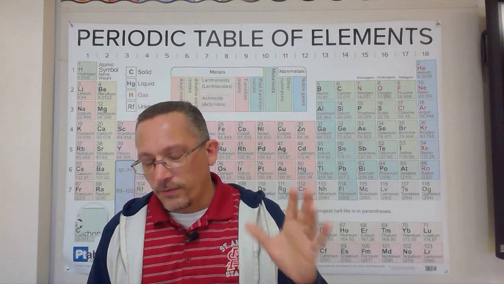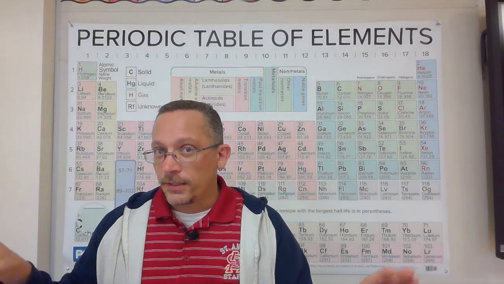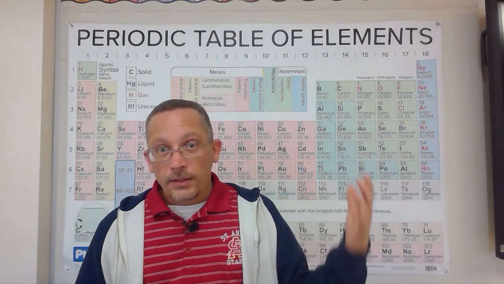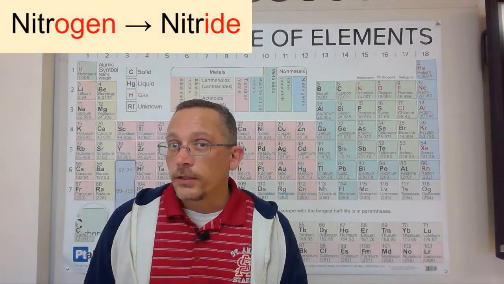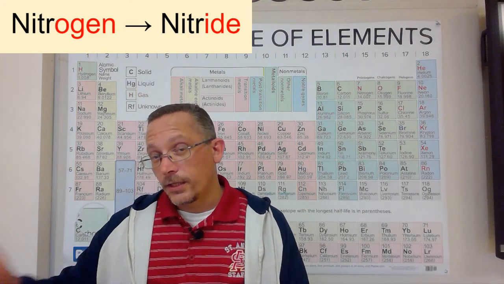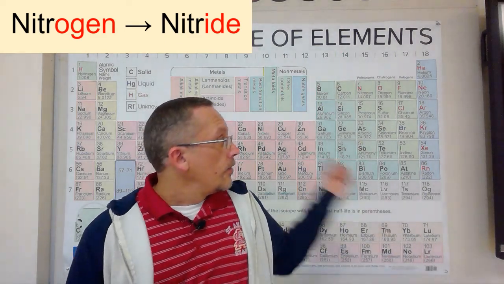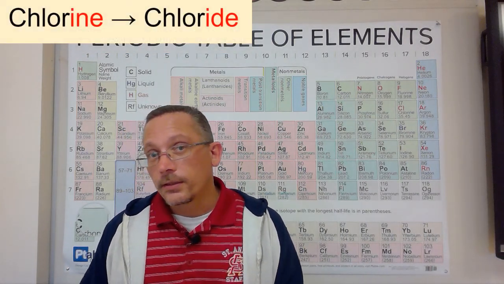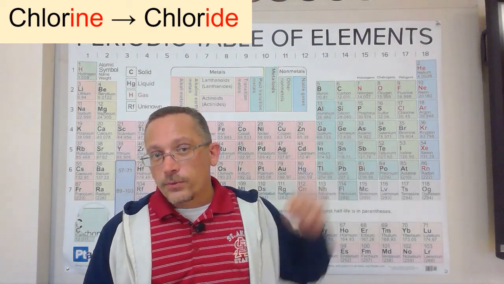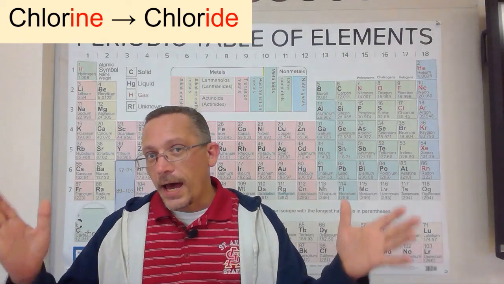It's a little bit more complex, but it's still really very easy. For the negative ions, all you really have to do to name the ion is change the end of the word of the element to -ide, I-D-E. So if I'm talking about nitrogen, for example, the atom is called nitrogen, but the ion is called nitride. You change the end of the word to -ide. If we're talking about chlorine, instead of chlorine, it's chloride. So any of the negative ones, you just change the end of the word to -ide.